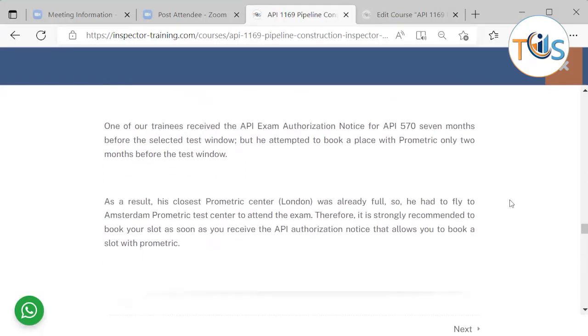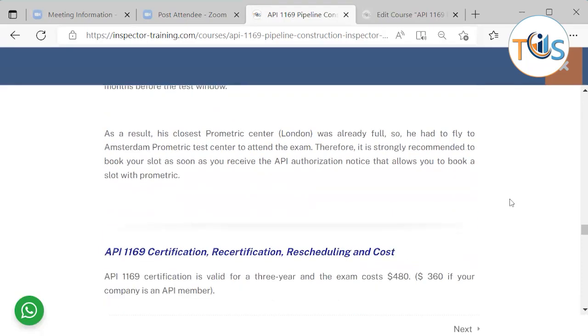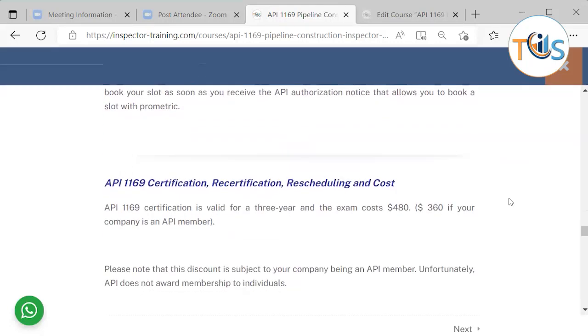One of our trainees received the API authorization notice 5 to 7 months before the selected test window, but only attempted to book a seat with Prometric 2 months before the test. As a result, his closest Prometric center, London, was already full, so he had to fly to Amsterdam to attend the exam. Therefore, it's strongly recommended to book your slot as soon as you receive the API authorization notice that allows you to book a slot with Prometric.